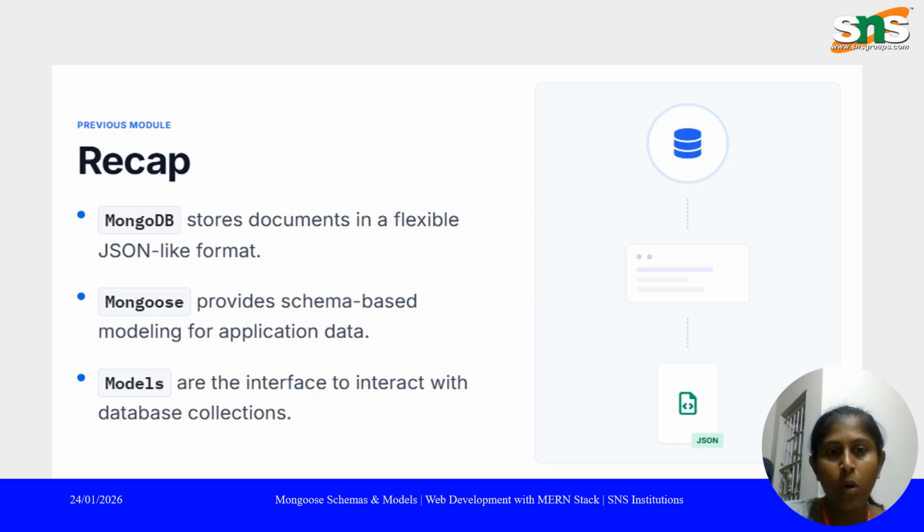And finally, models. Models are what we actually use in our code. They act as an interface between our application and the database collections. So remember this: MongoDB stores data, Mongoose defines structure, models interact with the data.